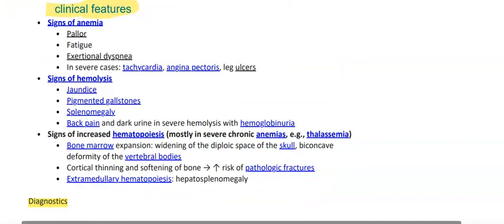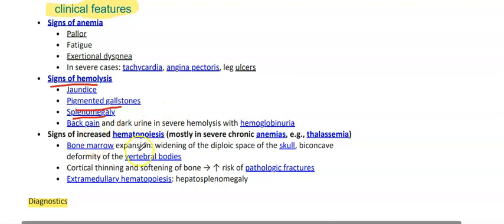Now, clinical features. The patient will present with signs of anemia: pallor, fatigue, exertional dyspnea, and in severe cases, tachycardia, angina pectoris, and leg ulcers. There will be signs of hemolysis: jaundice, pigmented stones due to increase in indirect bilirubin, splenomegaly in extravascular hemolysis, and back pain and dark urine in severe hemolysis with hemoglobinuria.